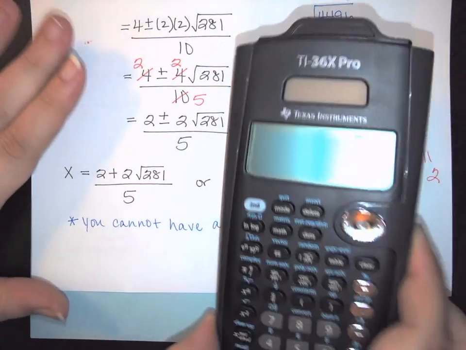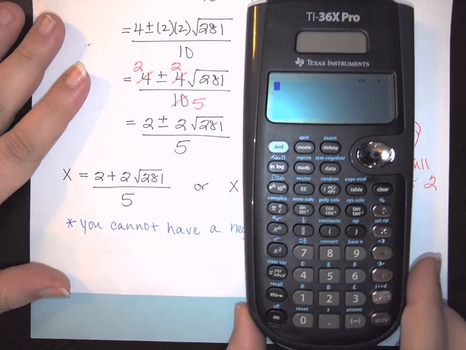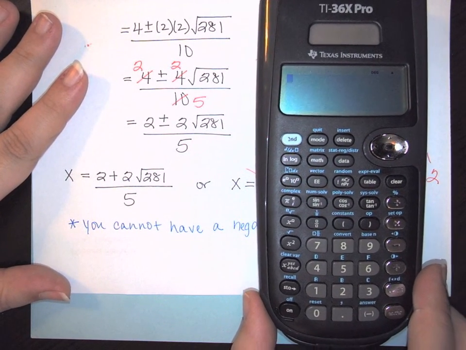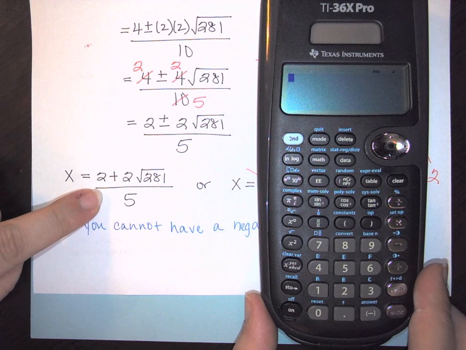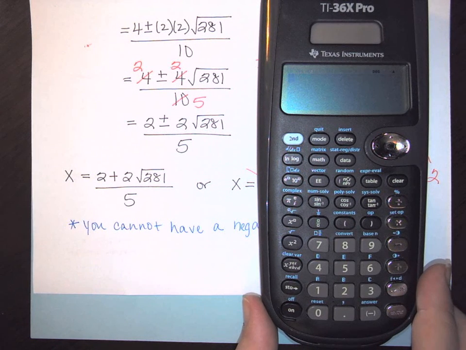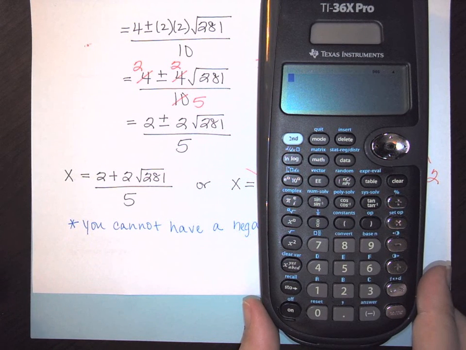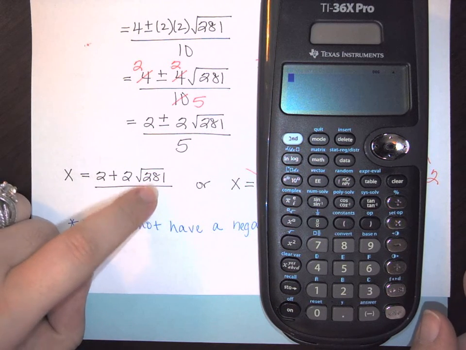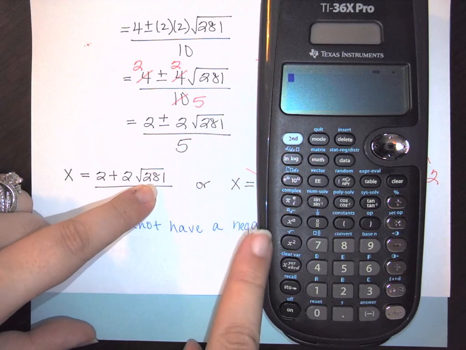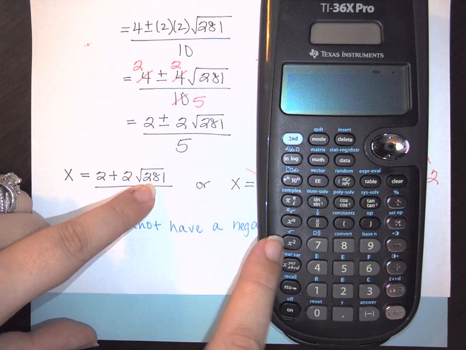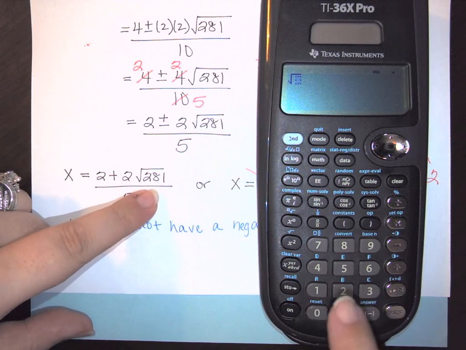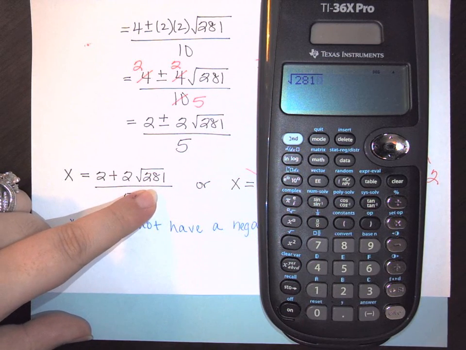The calculator that I have here is this TI-36X Pro. So in this calculator, when I want to do a problem like this, I want to be able to reduce things down. So the first thing I would do is start with my radical. You can see above my x squared here I have a radical. So you're going to hit that square root button and type in the 281.